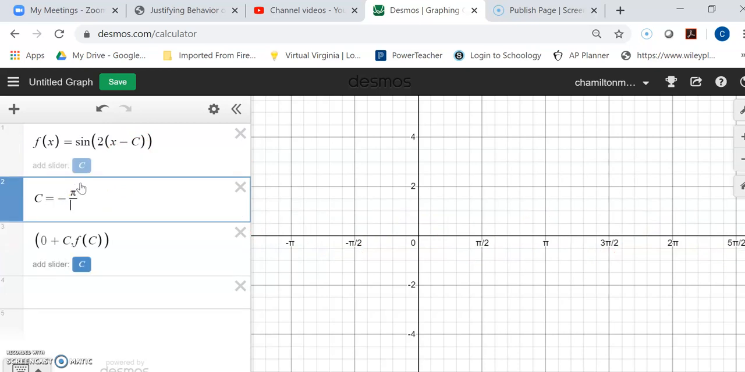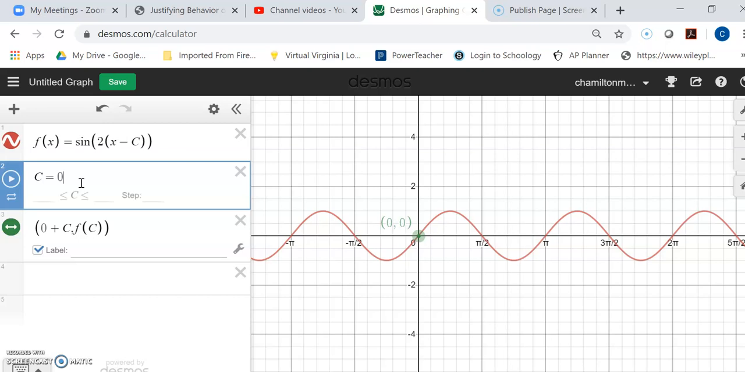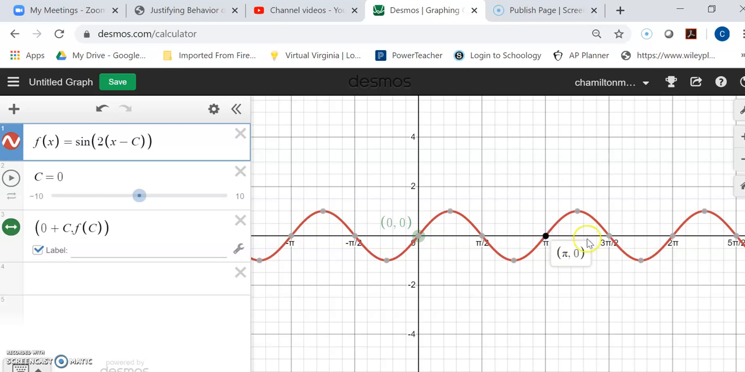Now I'm going to take this back and let's make c 0 for a moment. So you'll notice here that it starts at the beginning, which I've kept highlighted with the 0, 0. It ends over here at pi, and then a second period ends over here at 2 pi. So you see how we have 2 cycles every 2 pi.